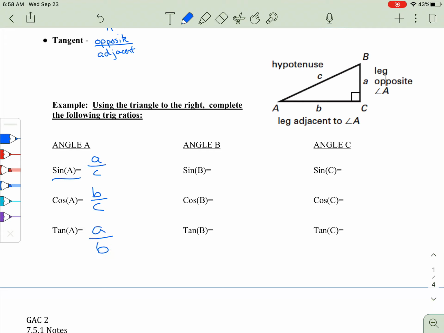Okay, so now let's try angle B. Angle B, sine is opposite over hypotenuse, so B over C. Cosine is adjacent, which would be A over C. And again, I'm looking up here. So adjacent to B is side A, and then hypotenuse C. And then tangent of B is opposite over adjacent, so B over A. Okay?